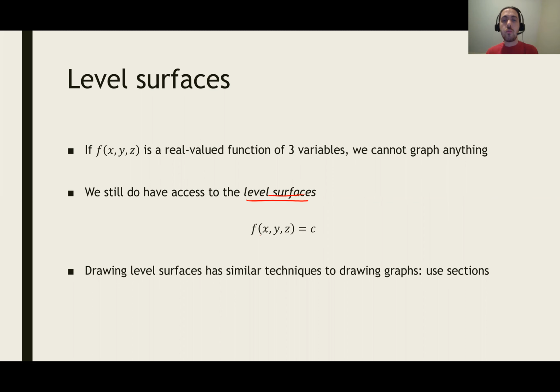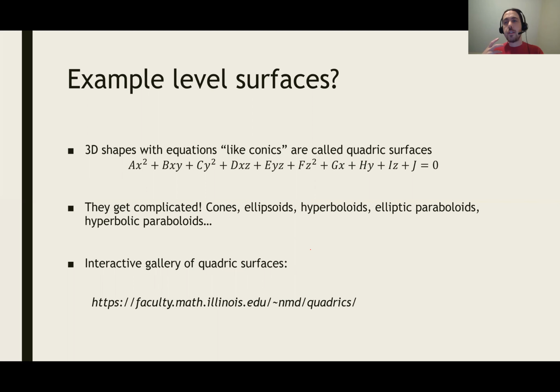We can still draw the level surface f of x, y, z is equal to c, and that is very, very similar techniques for drawing it as we had for drawing graphs. We set one variable equal to a constant and draw the slice and put all those slices together to give us some kind of picture of what's going on. Unfortunately, level surfaces start to get very complex very quickly.